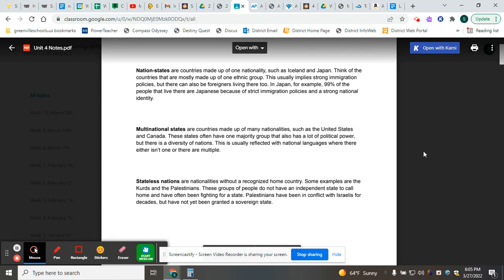Multinational states are countries made up of many nationalities, such as the US and Canada. Okay. We often have one majority group that also has a lot of political power, but there is a diversity of nations. This is usually reflected within national languages, where there either isn't one or there are multiple.